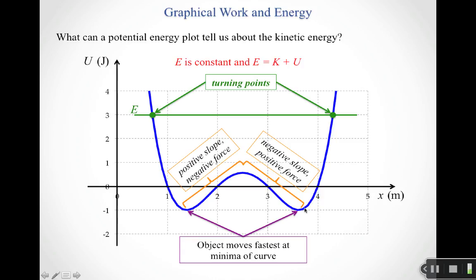The force will change directions again. So here we've got a positive slope, which means a negative force. And so my negative force will act on my particle as it moves in the positive direction to slow it down up until it gets to the turning point, and that's where it will stop.